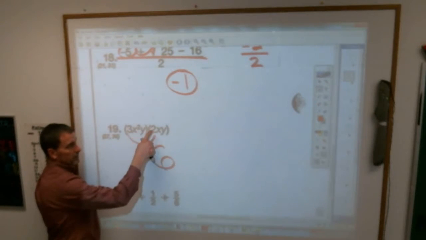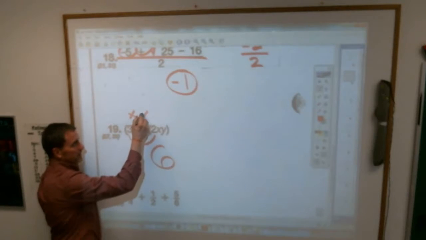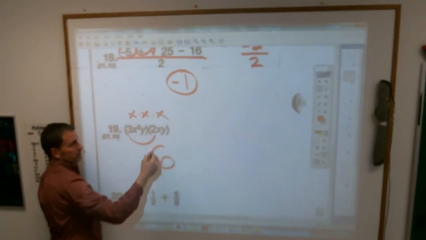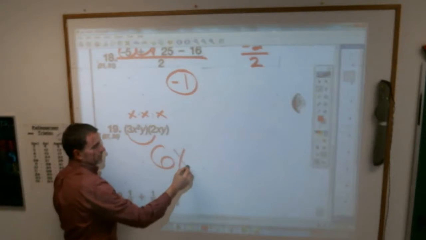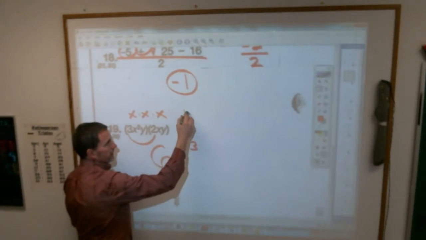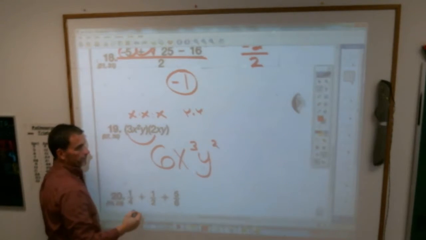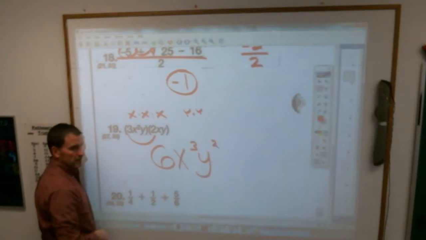And x squared times an x basically is this. x squared is x times x, and times another x. What do you have there? x cubed. y times y is y squared. And generally you put them in order, x, y, z.